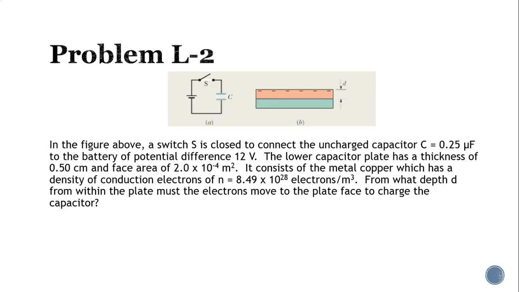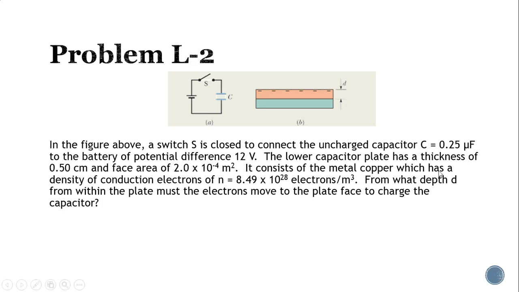So the second problem, which is a little bit weirder: in the figure above I have a circuit where I have switch S here. Let's say we close switch S, which is connected to an uncharged capacitor with 0.25 microfarads and a battery of 12 volts. The lower capacitor plate we're going to say has a thickness of 0.5 centimeters and a face area of 2 times 10 to the negative fourth meters squared. These would be pretty normal values for a capacitor.